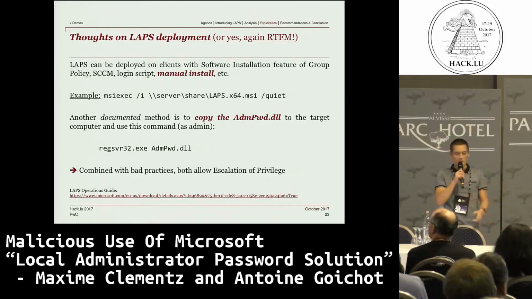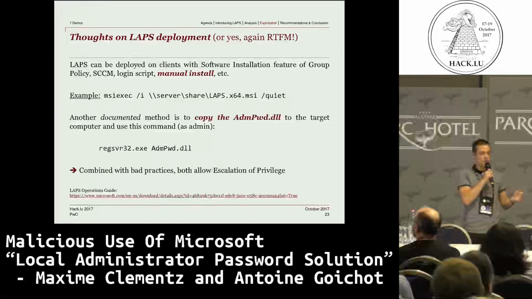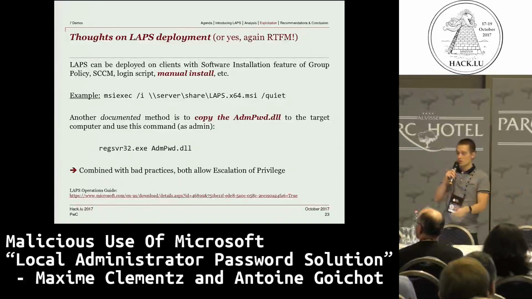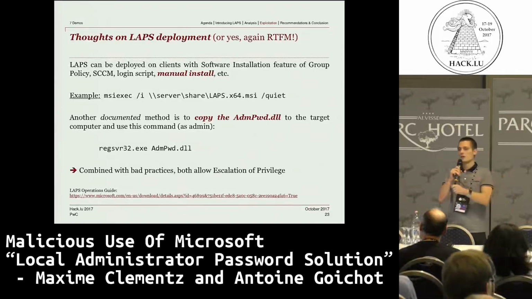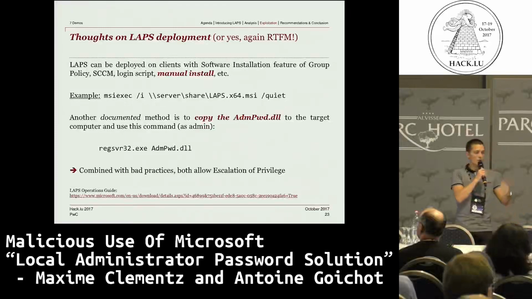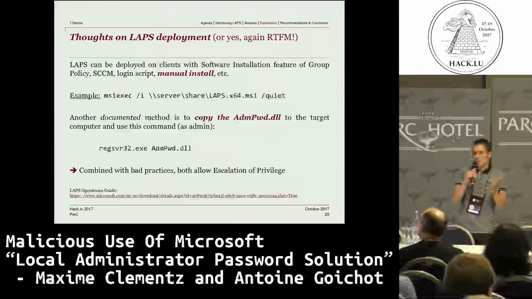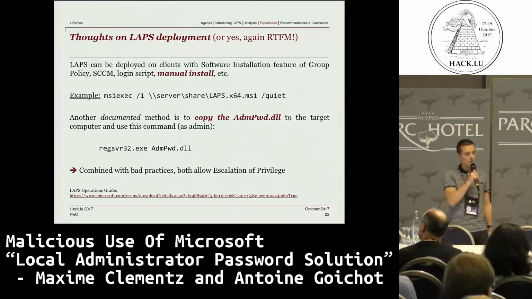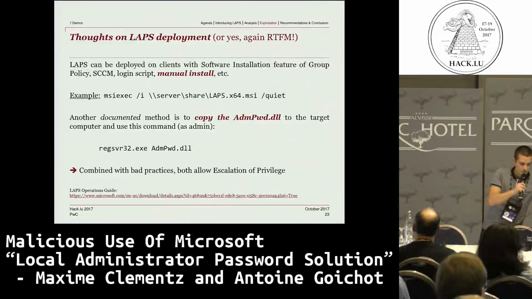Before we move on to the next demo, let's just have a few words about how we could deploy LAPS. The first method is just to install it with the MSI package, as you can see with this command line. And another documented method is just to copy-paste the DLL on the local workstation and then register the DLL with its functions with the program regsvr32.exe. However, if you combine this with some bad practices, which of course happen on a big network with lazy admins and so on, then those would allow some escalation of privilege.